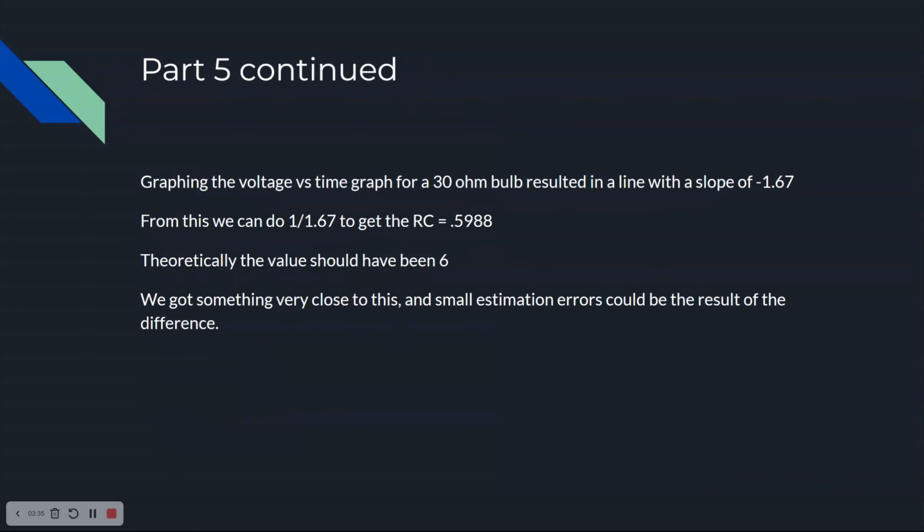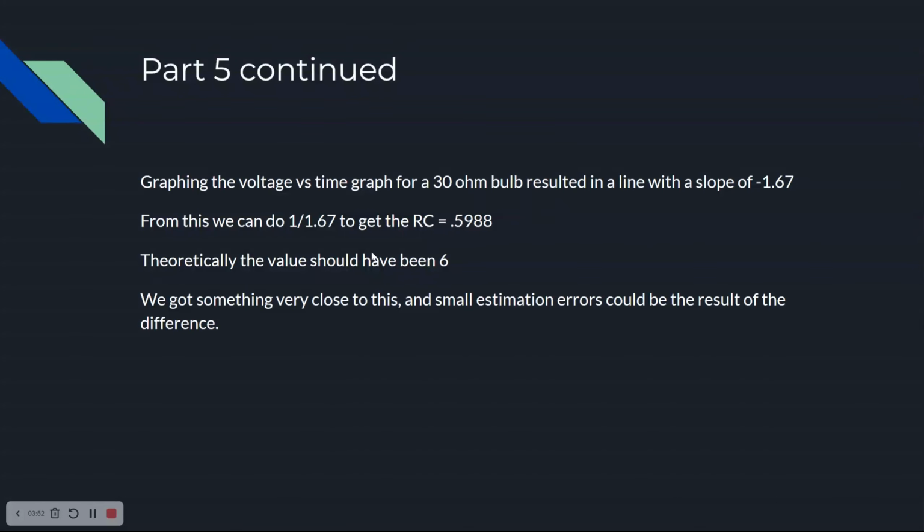I ended up graphing the voltage versus time graph for a 30 ohm bulb, and getting the result of that, we got a line of best fit with a slope of negative 1.67. From this, we can do 1 over that slope to get the estimated RC, which I got to be 5.988, as we talked about in the preview.